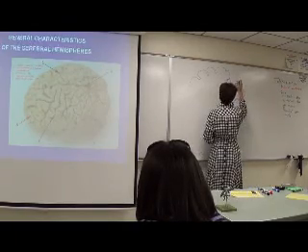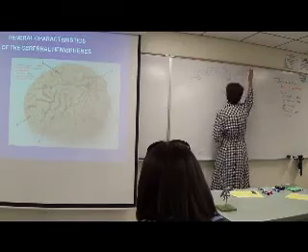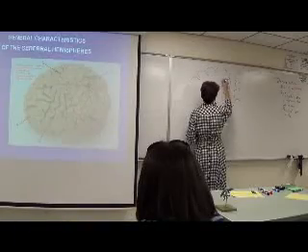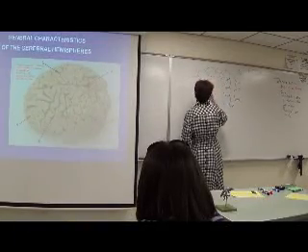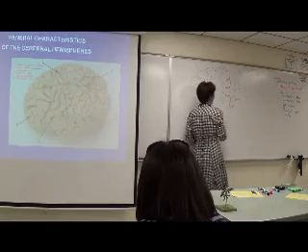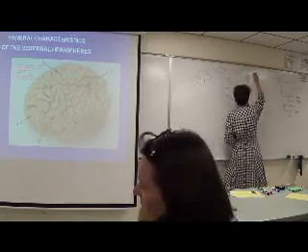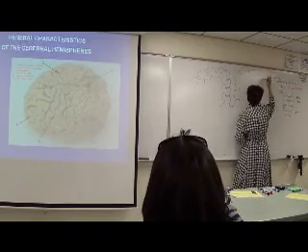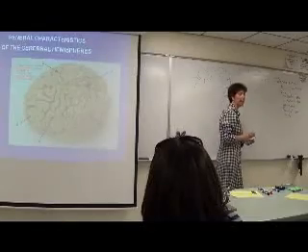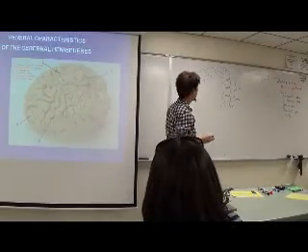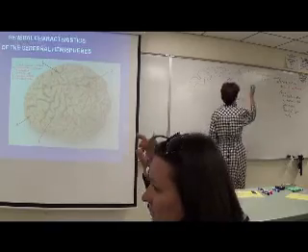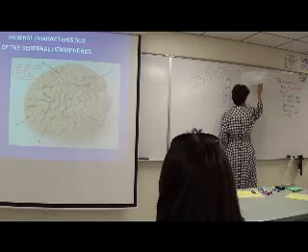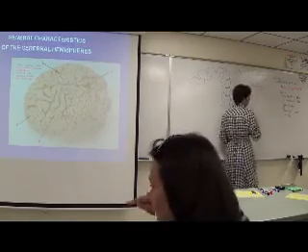So each fold that I'm creating here is going to be a fold of gray matter. So this area right here is a gyrus. Okay? This area right here is a gyrus. So the gyrus is like the hill. Gyri with an I instead of a US is plural. And the valley is the sulcus. And they all have names.